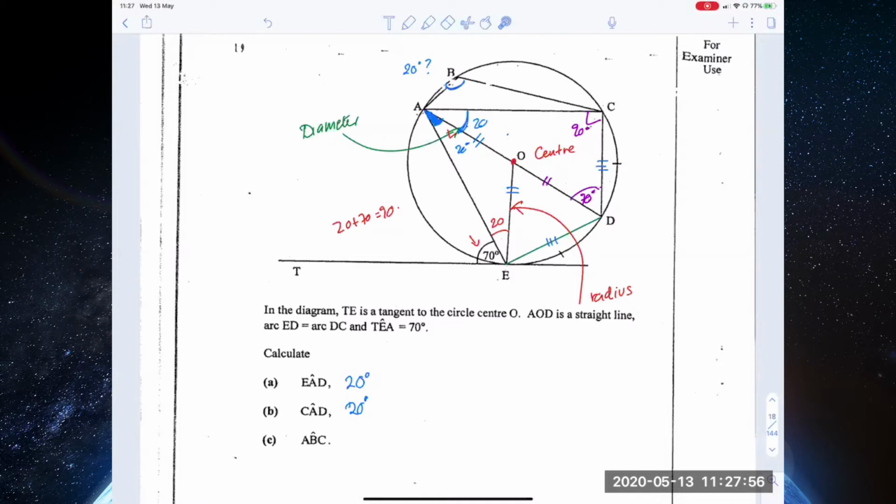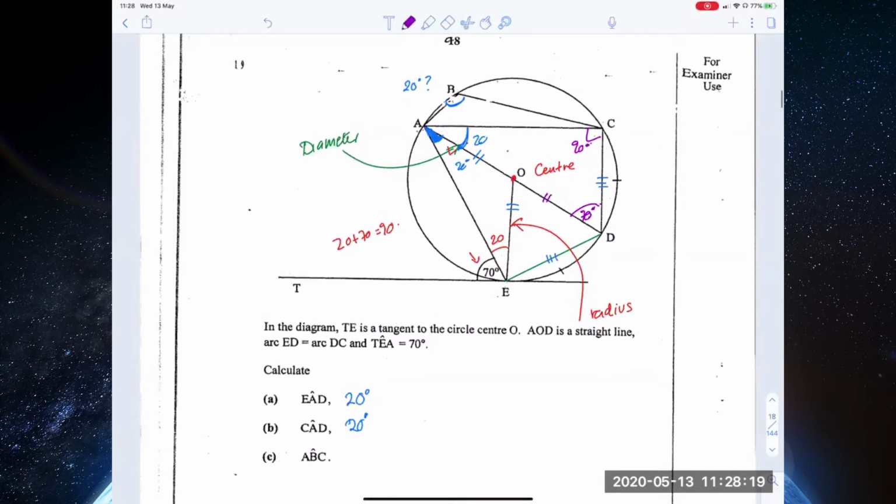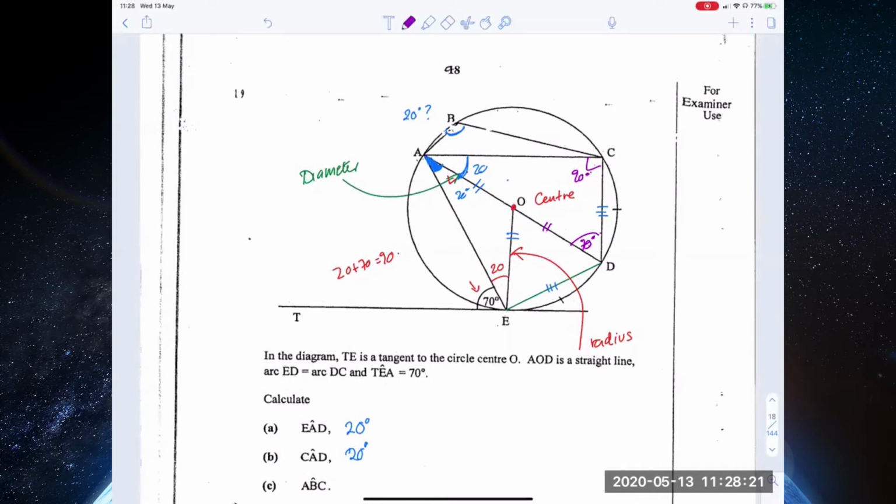Okay, what do we know about this angle and that angle? You see how they are on opposite sides, this one and this one. Opposite angles are supplementary. What does that mean? It means when you add them, they should add up to 180. Exactly. So they add up to 180.